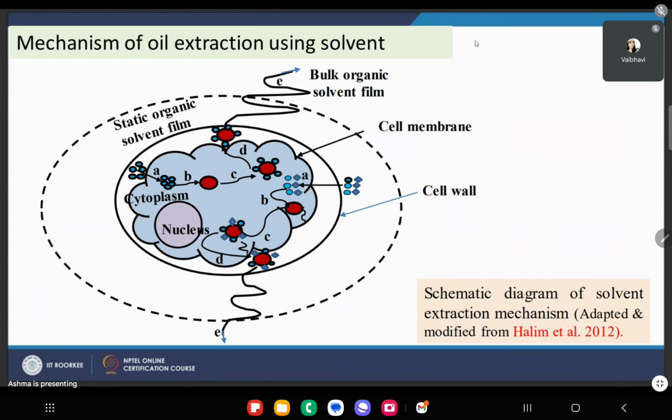Next is the mechanism of oil extraction using solvent. Some solvent is used, and depending upon the polarity, these solvents interact with the lipids, and depending upon the charges, these lipids are extracted into the solvent, in the liquid phase.